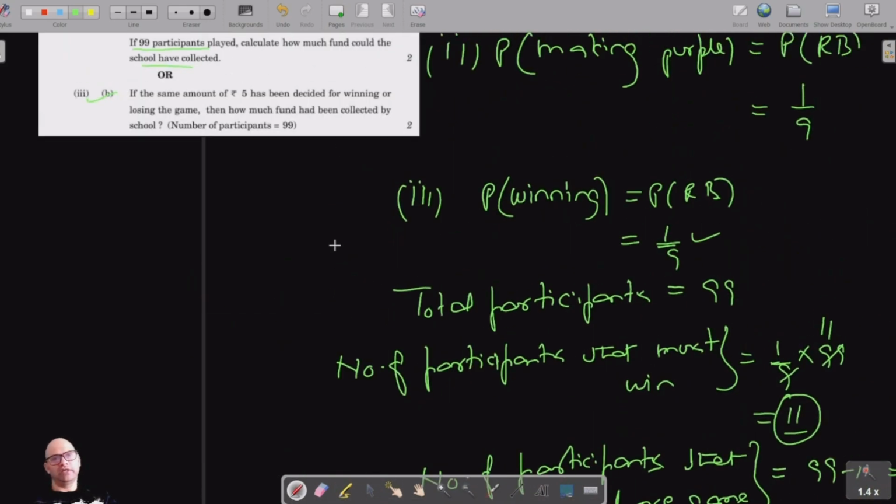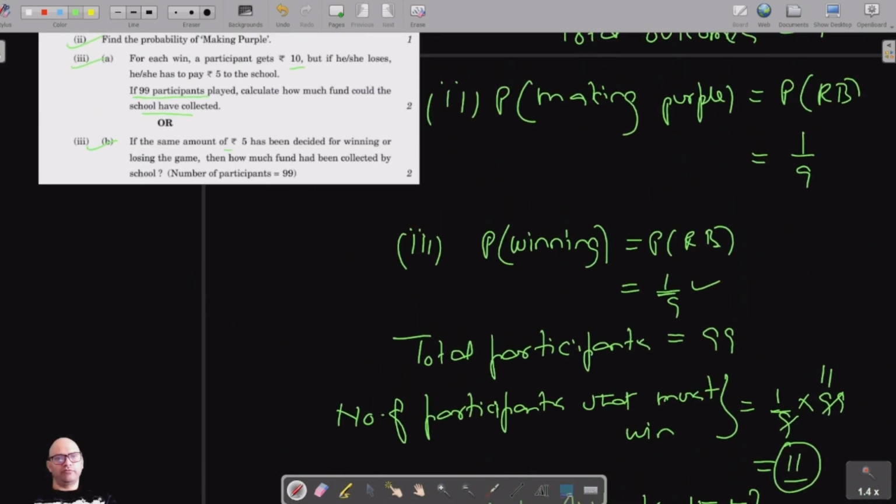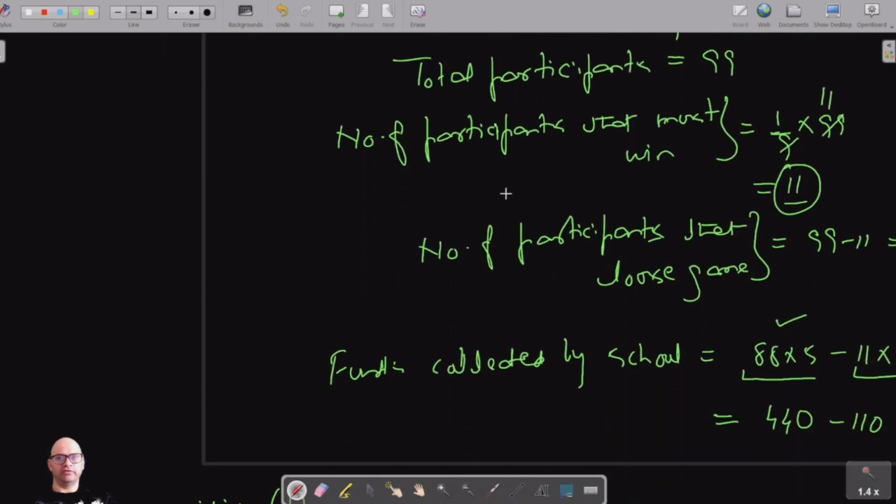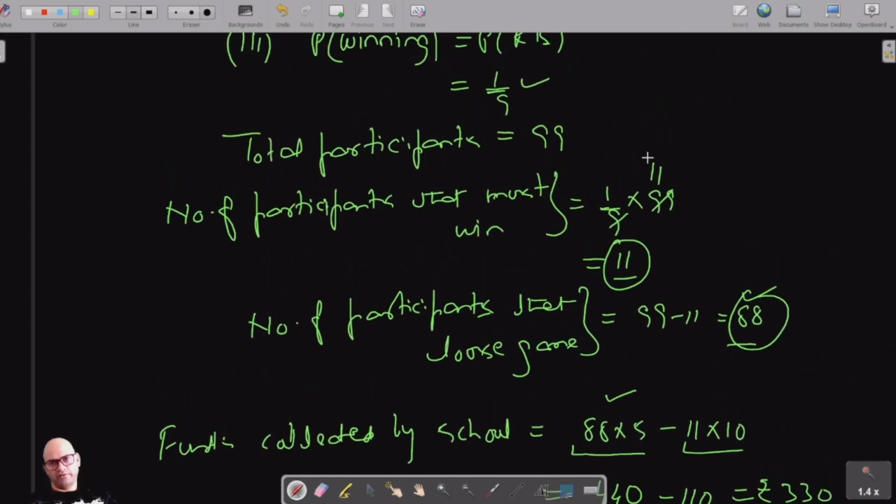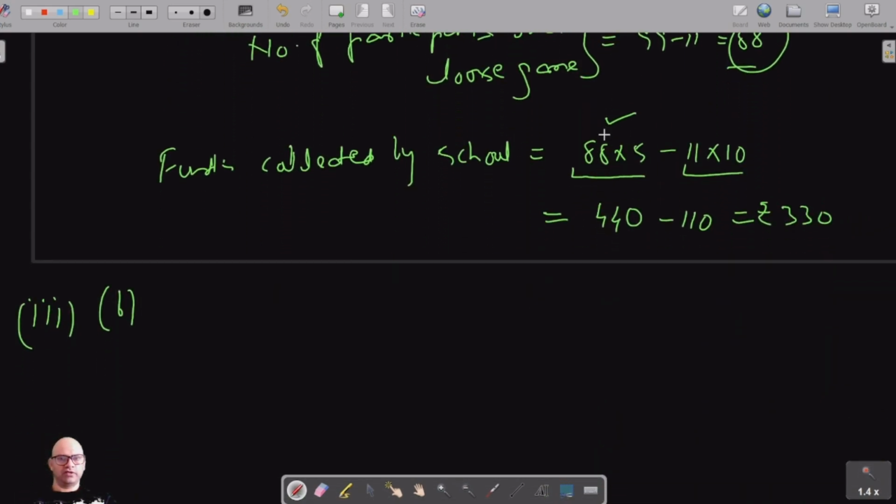part B, it's given that if the same amount of rupees 5 has been decided for winning or losing the game, how much fund would have been collected by the school? The number of participants still remains the same. That is, we have to make changes just here.